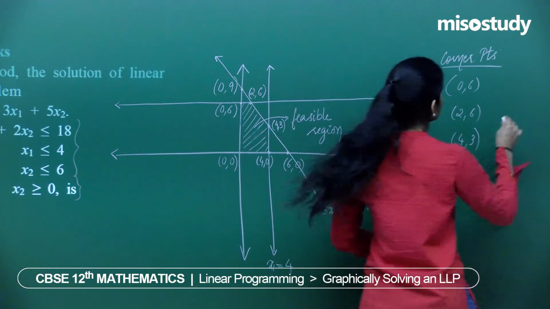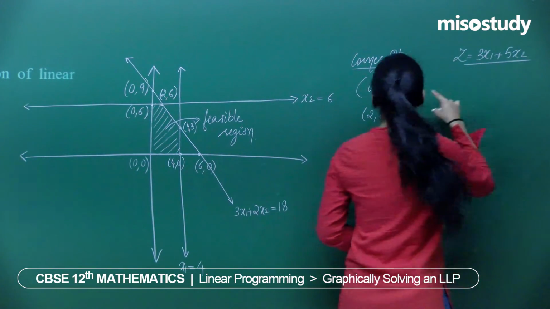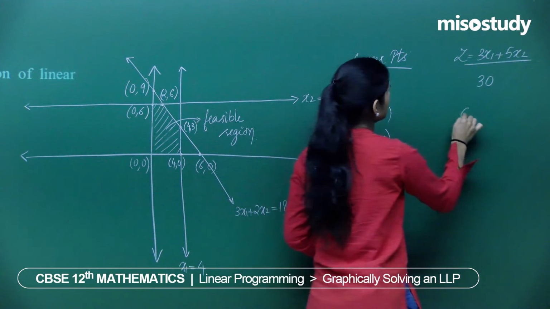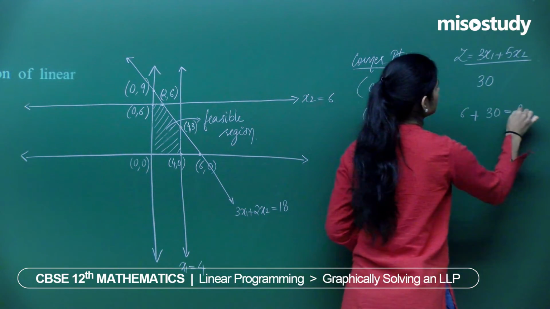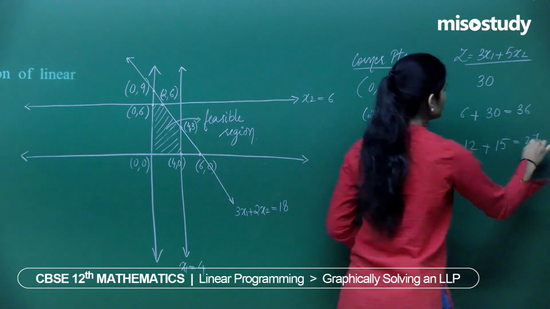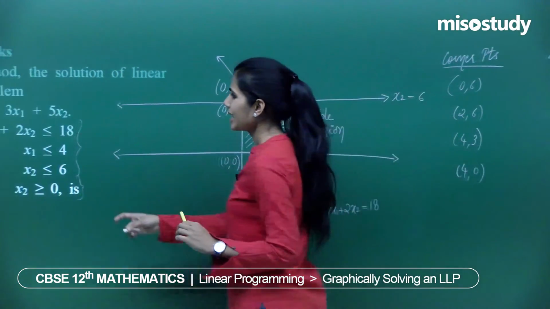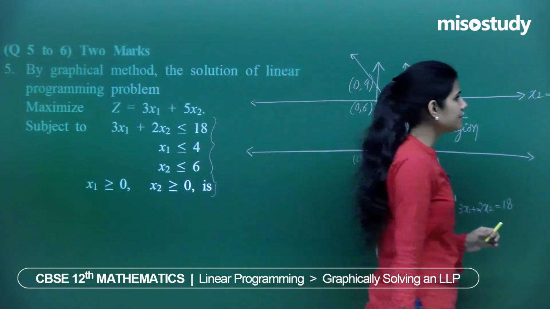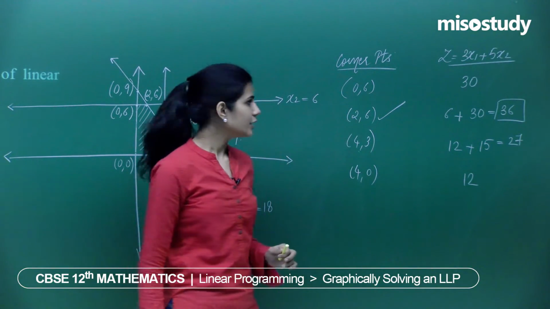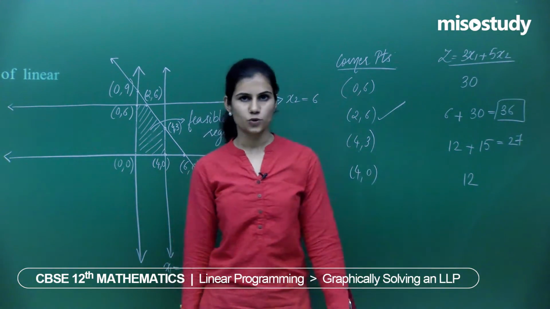Z is 3x1 plus 5x2. Three into 0 is 0, 5 into 6 is 30. 3 into 2 is 6, 5 into 6 is 30, so this is 36. 4 into 3 is 12, plus 5 into 3 is 15, this is 27. 4 into 3 is 12. You are interested in maximizing, right? Maximum value is 36 being obtained at (2, 6). So the solution is 36 which is being obtained at x1 equals 2 and x2 equals 6.